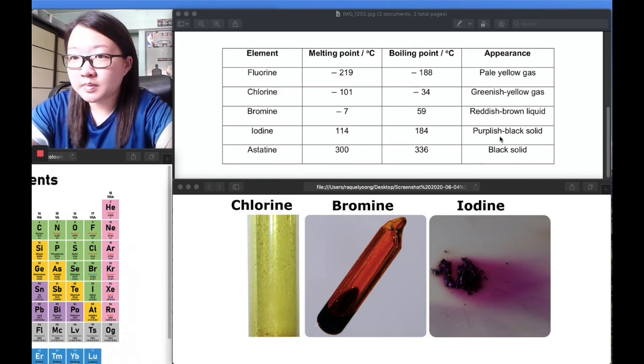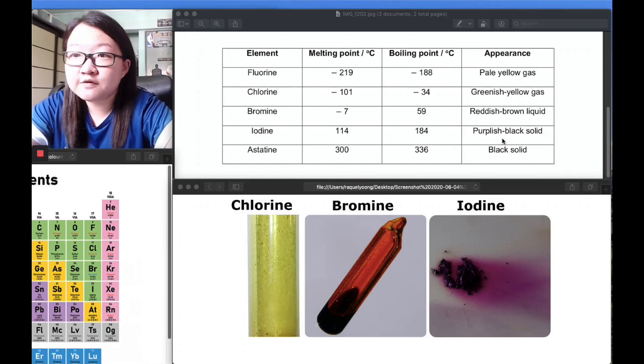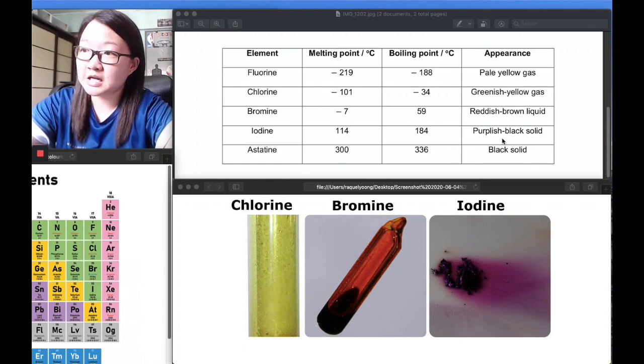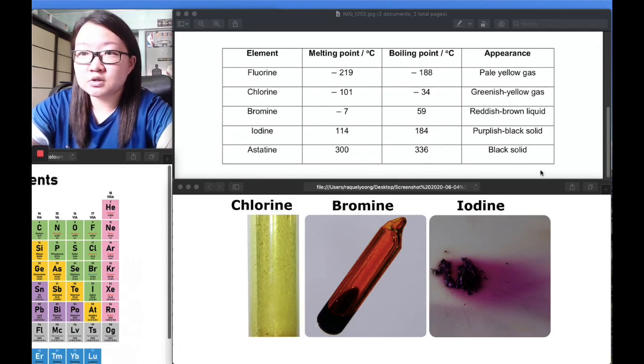Depending on which period it is, iodine is 2, 3, 4, 5. Period 5. So it's really quite a huge molecule already. If you look at trends, then obviously iodine will definitely be more intense in terms of its color, and true enough, it is purplish black. Now iodine in its elemental state is a solid.